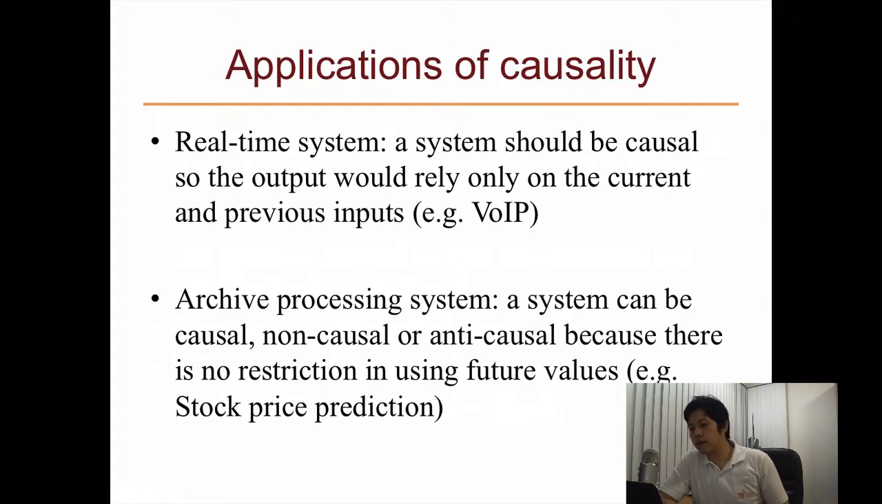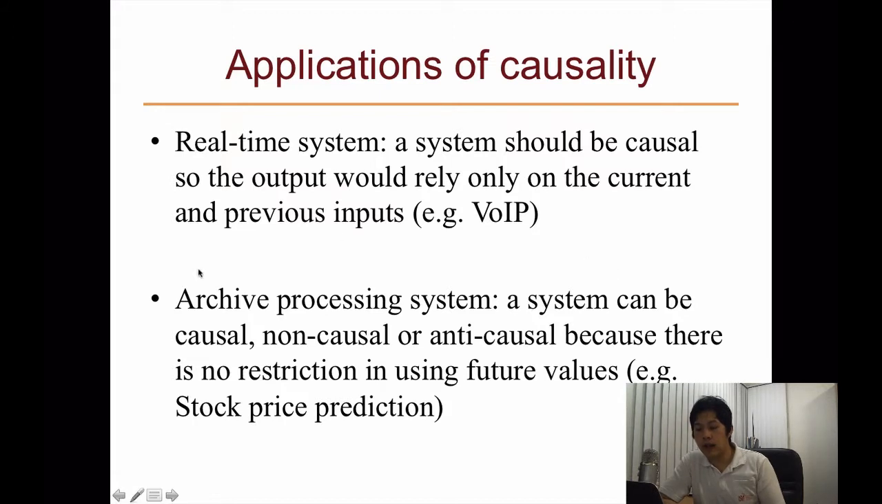Having a causal property doesn't mean that the system will not work, because in some cases you may end up with a system that is anti-causal or non-causal, depending on the application. For a real-time system that needs to process the input online, like voice over IP, the system should be causal because the output should rely only on the current and the past, because it must react to the input immediately.